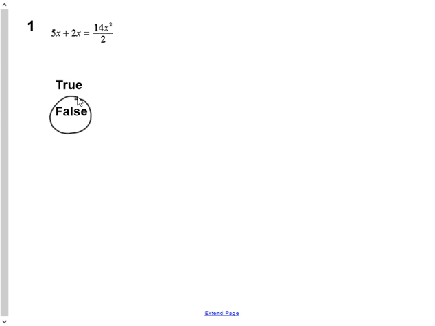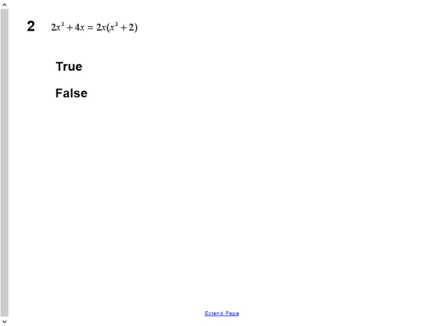You had to say that 5x plus 2x is 7x, and that 7x does not equal what half of 14x squared is. So that would be the work I would have shown, that 7x does not equal 7x squared, and therefore it's false. But there are various ways you could have said that. That was probably the best.